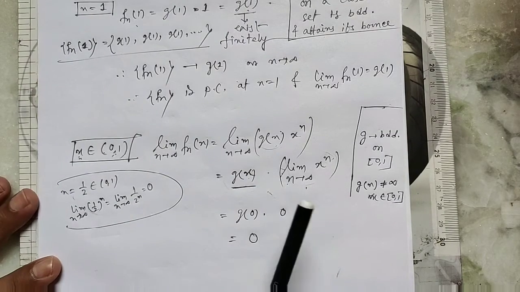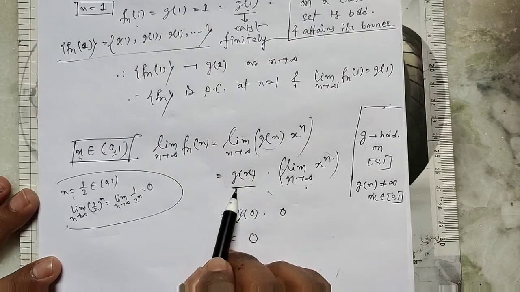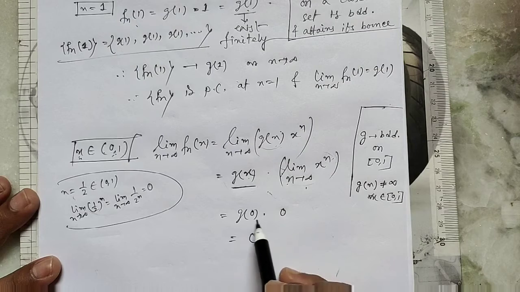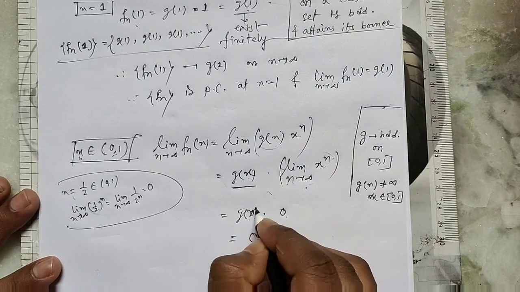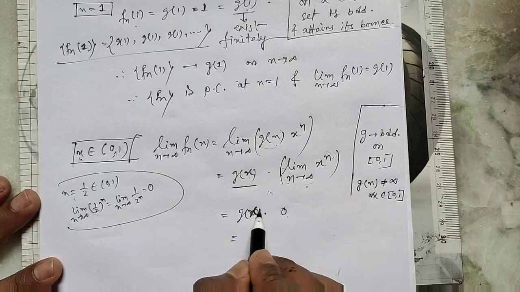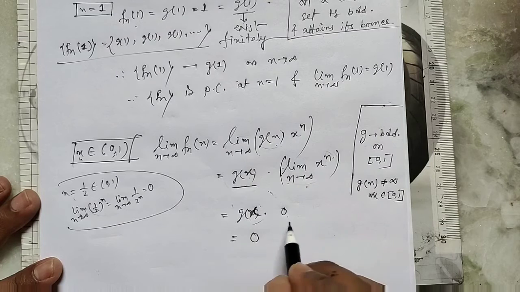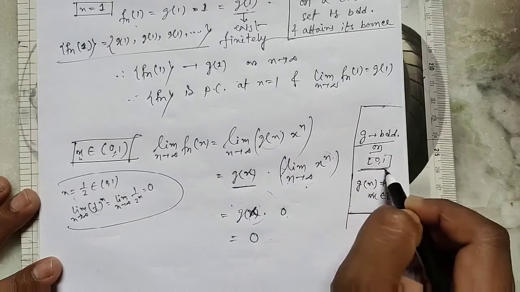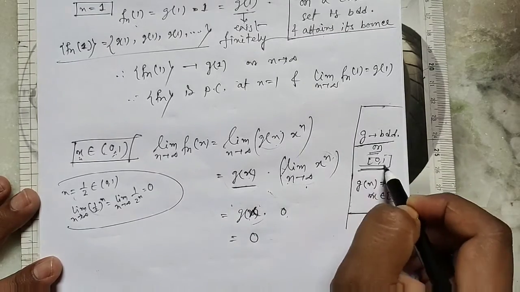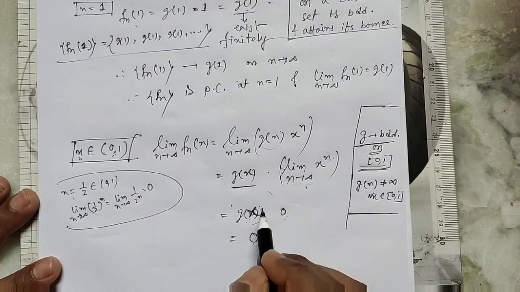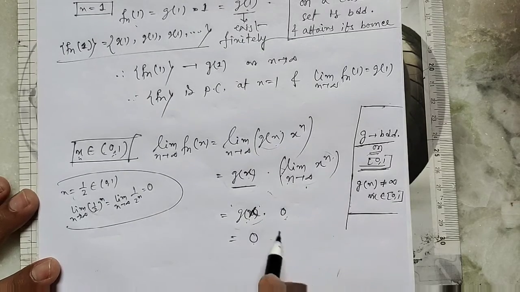Okay, if this is infinity at least for one x, then we cannot write this into 0 equal to 0. If at least for one x this is infinity, then we cannot write this. Because G is bounded on [0, 1], we write this into 0 equal to 0, because this is not an infinity.